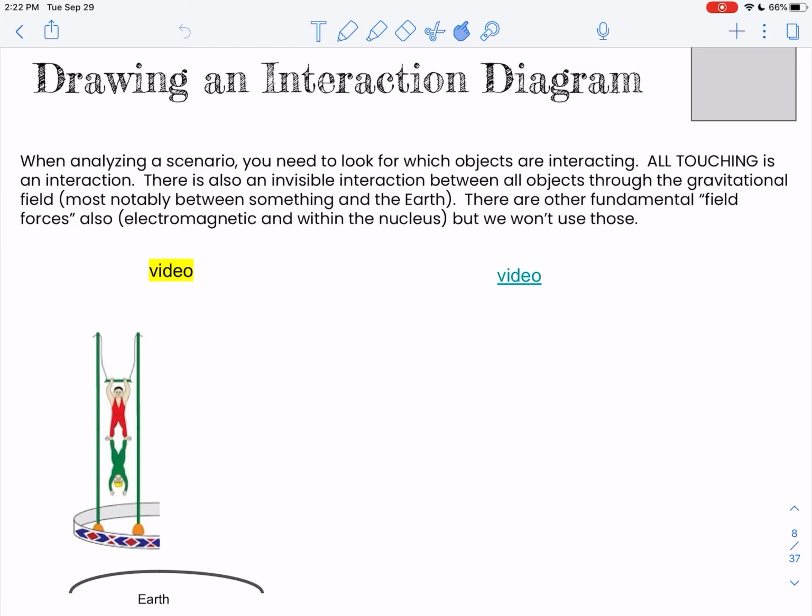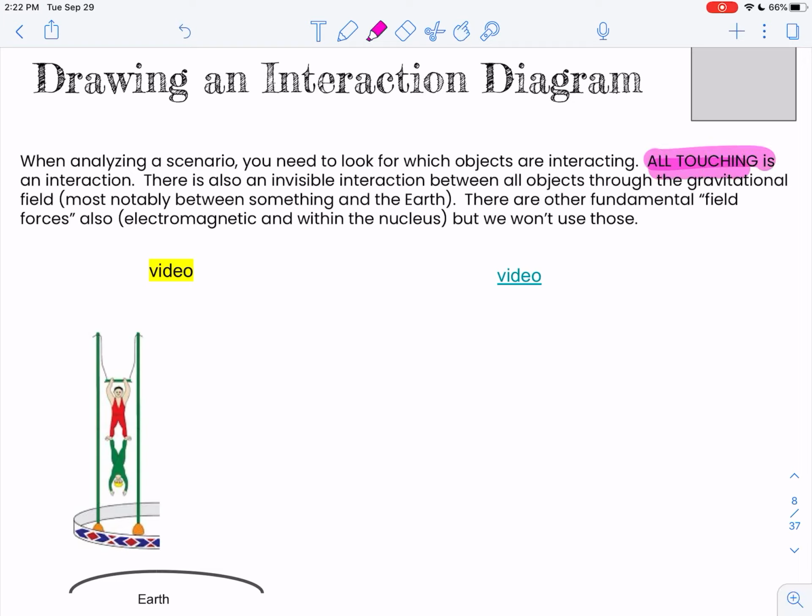Right, so this is how to draw an interaction diagram. Okay, and we won't draw these all the time because the problems will get too complicated, but this is a really good practice to draw these, especially for conceptual questions, okay? All right, so you need to look and see what's interacting.